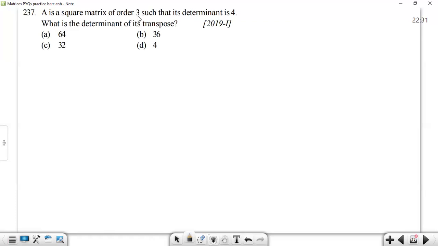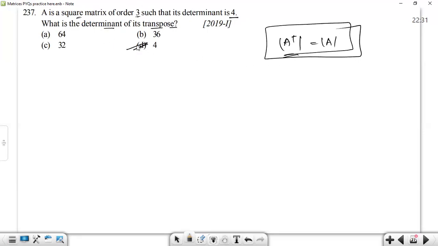A is a square matrix of order 3. Now, if it is given that it's a square matrix, we don't have to write 3 by 3 all the time. So order 3 also means 3 into 3 because it's a square matrix. A is a square matrix of order 3 such that its determinant is 4. What is the determinant of its transpose? Note that the determinant of any transpose is equal to the determinant of the matrix itself.